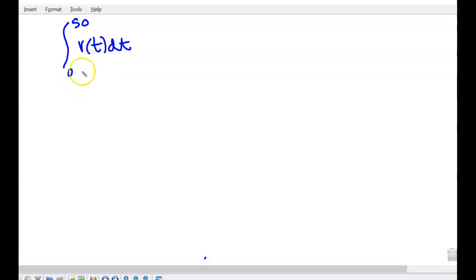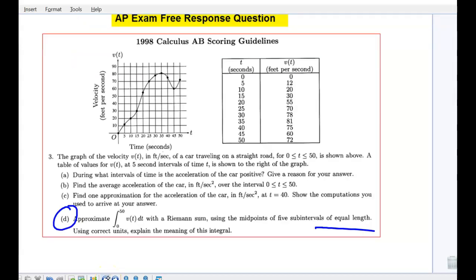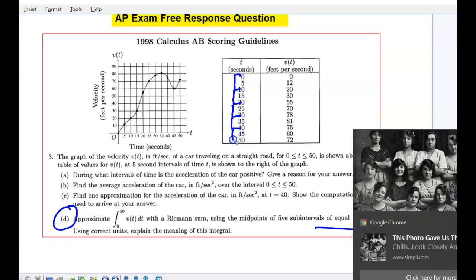And this really just means right now the area under the velocity graph from t equals 0 to t equals 50. And they want us to use 5 subintervals of equal length and use a midpoint Riemann sum. Well, we could use the graph, but we also have a table. So if we broke our table up into 5 rectangles, it'd be 0 to 10, 10 to 20, 20 to 30, 30 to 40, and 40 to 50.